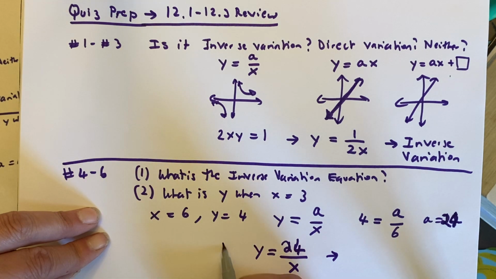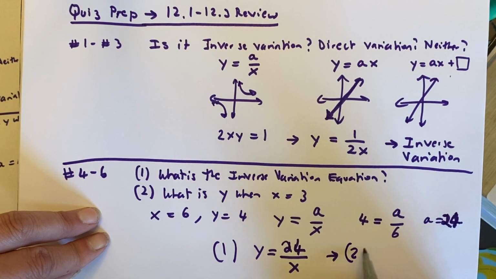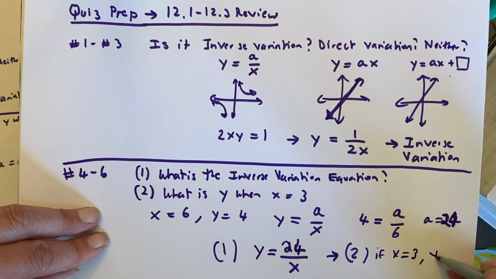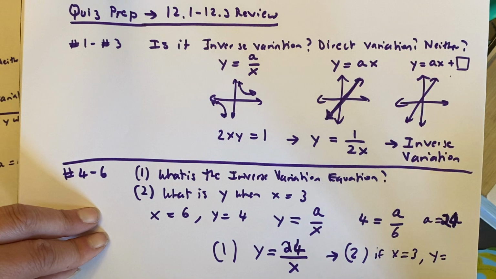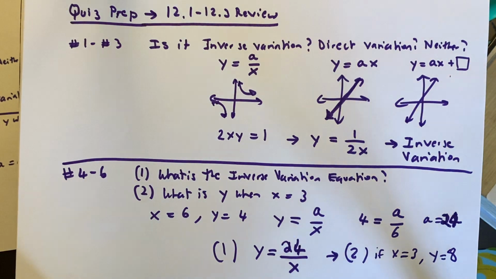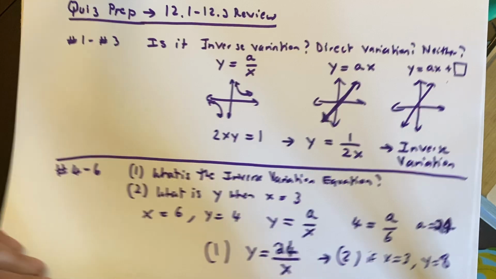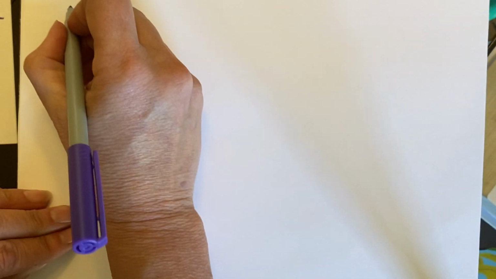Okay, but then I have to answer my second question, right? So that was the first question. My second question says, what is y when x is 3? Well, clearly, if I put in a 3 here, if x equals 3, then my y is going to equal 8. Okay, make sure you answer both questions. That covers through number 6, and we're going to go through quickly numbers 7 through 9.